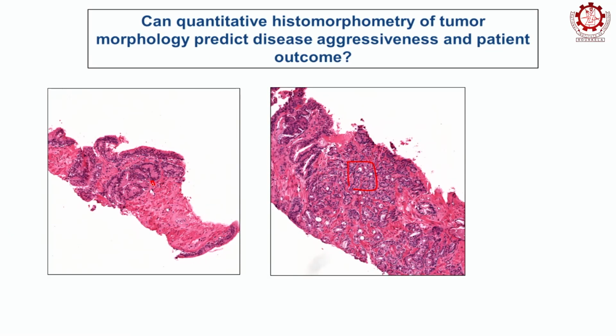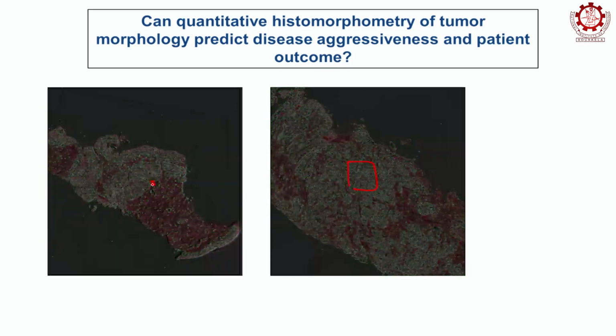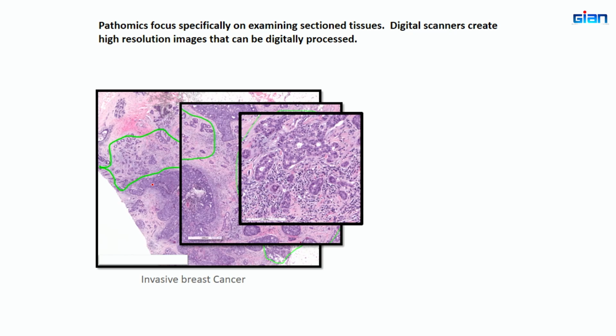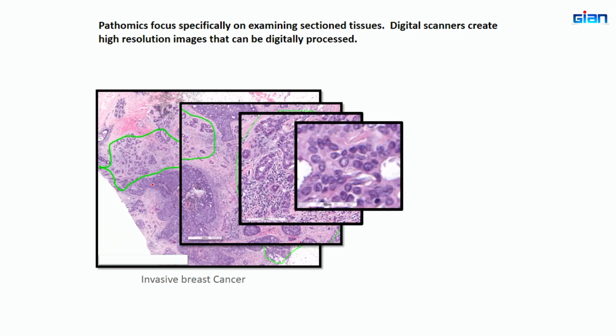Further down you see how we now see the entire whole slide image. Okay, so now pathomics. Like we saw radiomics yesterday, pathomics is nothing but the science of extracting features from digitized pathology images. These features focus specifically on the sectioned tissues, and the scanners, like we saw, create the high resolution images that can then be digitally processed. So you can identify different kinds of cancer, you can annotate, you can look at multiple different resolutions.